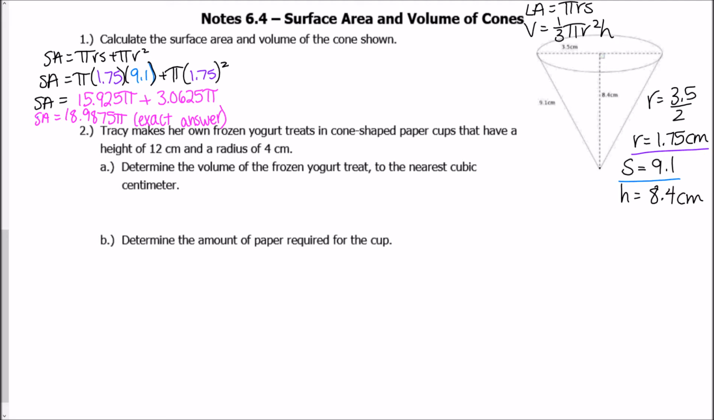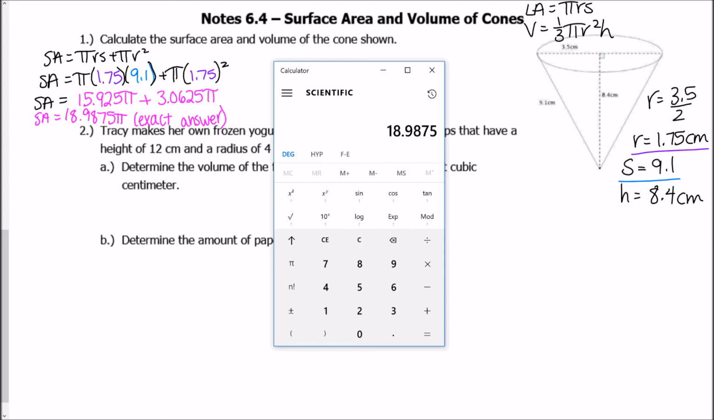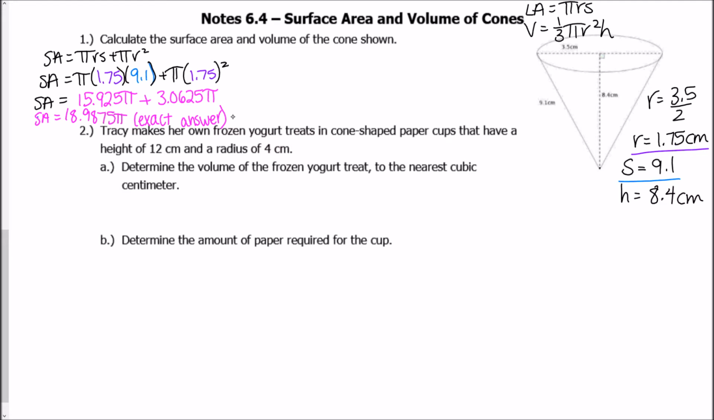We will have to at some point start to round because there's no way we can put all the digits if they're going to have infinite digits in our answer. So an approximate answer will be what I get when I actually multiply it by pi and round my answer. So I'm going to take 18.9875, multiply it by pi, and I get about 59.65, so on and so forth. Now, it doesn't say what to round to, so we'll round to the nearest whole number, and we'll say that it's about 60 square centimeters. So we're going to say this is about 60 centimeters squared. So that's going to be our surface area.